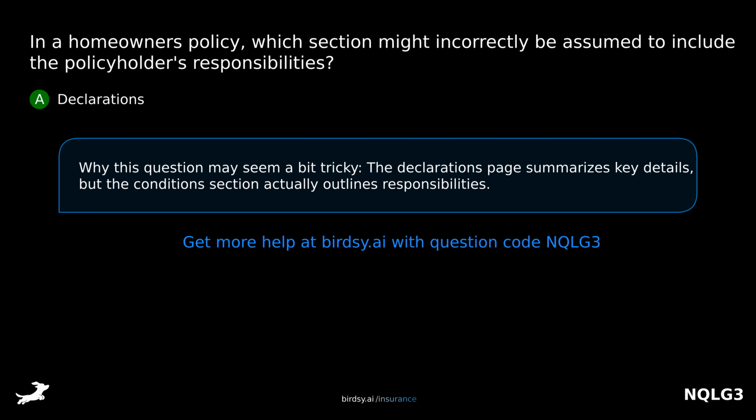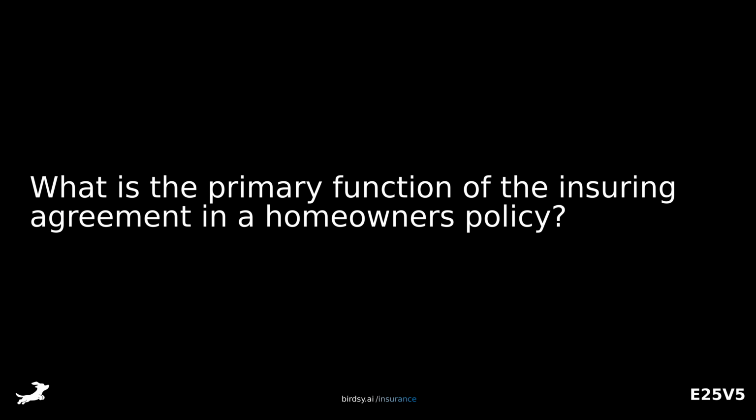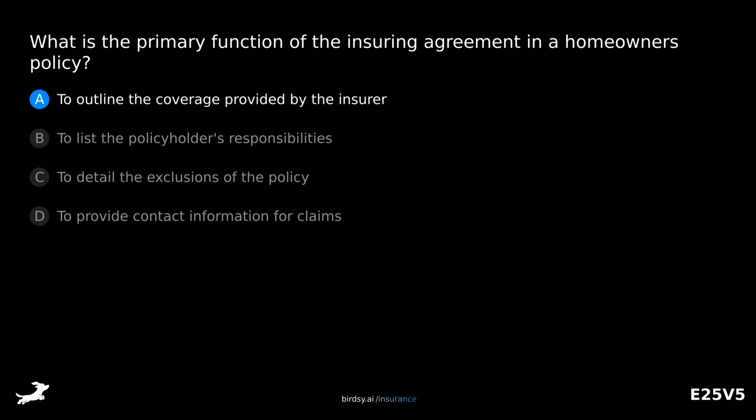The declarations page summarizes key details, but the conditions section actually outlines responsibilities. What is the primary function of the insuring agreement in a homeowner's policy? Is it A, to outline the coverage provided by the insurer, B, to list the policyholder's responsibilities, C, to detail the exclusions of the policy, or D, to provide contact information for claims? The answer is A, to outline the coverage provided by the insurer.